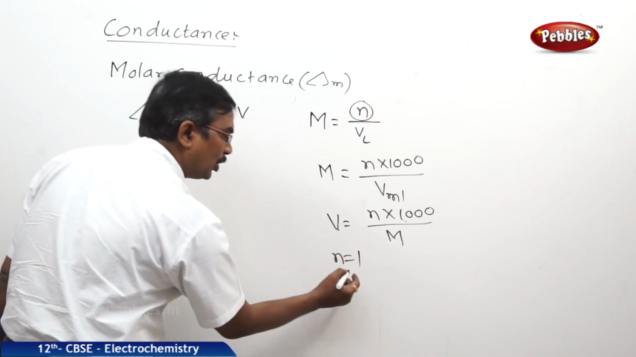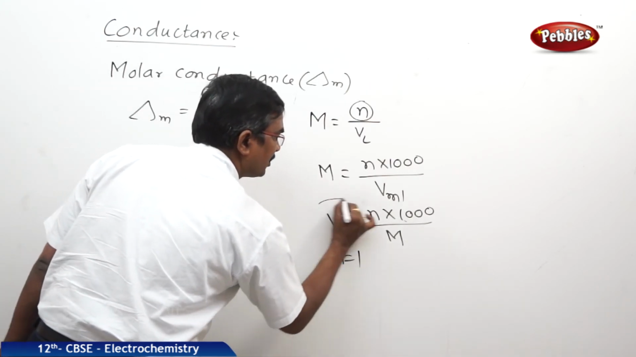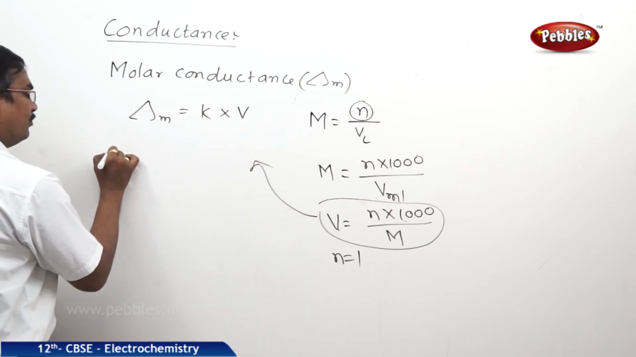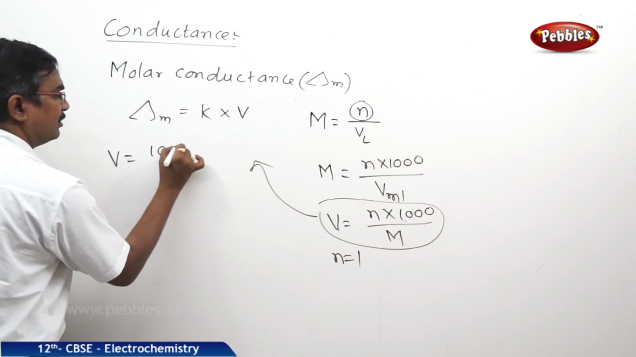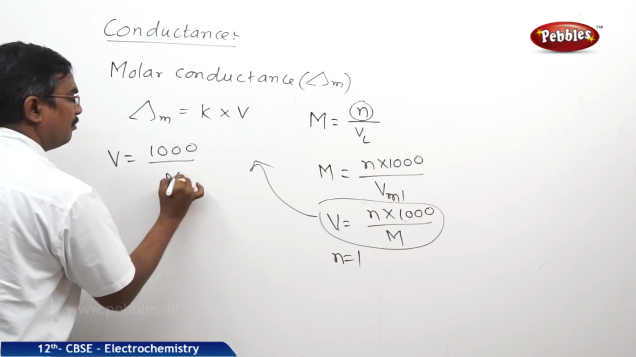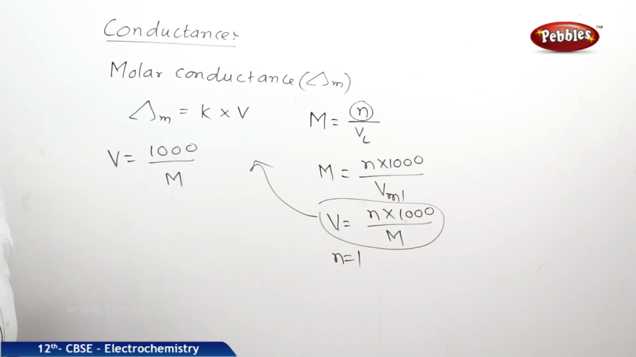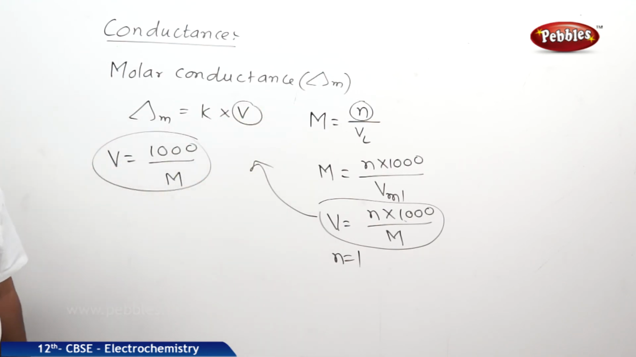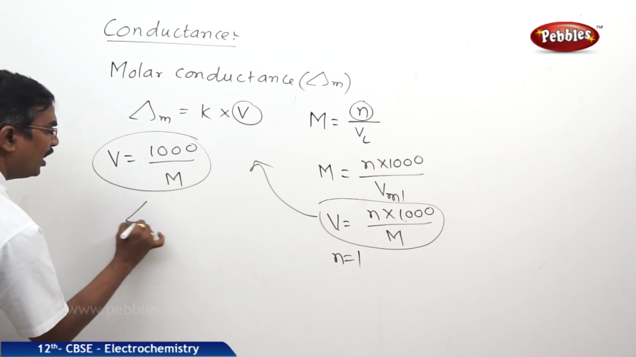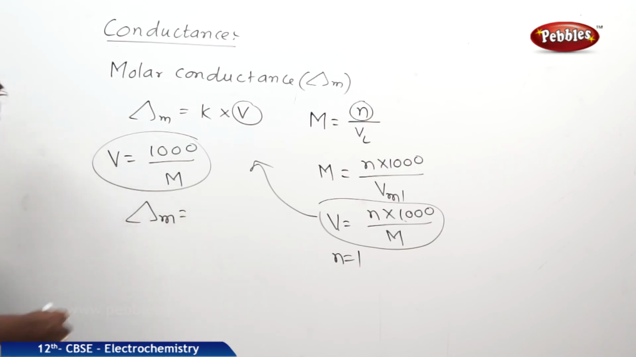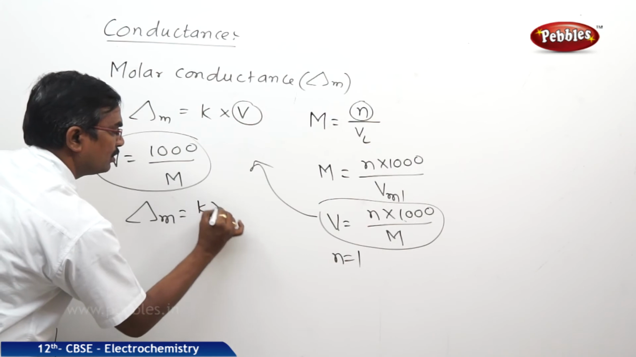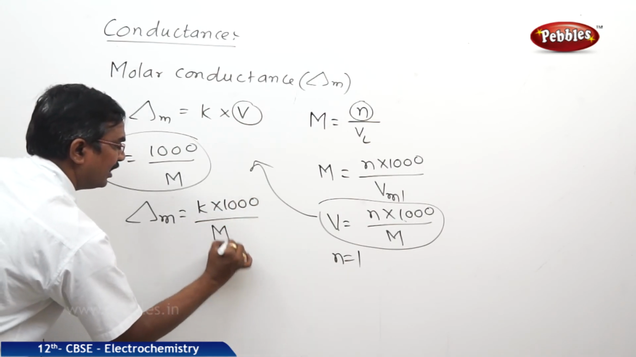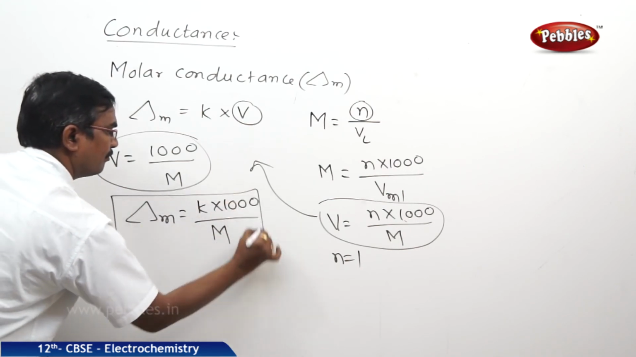The value of n is equal to 1. So we can write this particular expression like this: here V is equal to 1000 divided by molarity. So you replace this V with this value. So we can have the expression as the molar conductance is nothing but K into 1000 divided by the molarity, nothing but concentration.